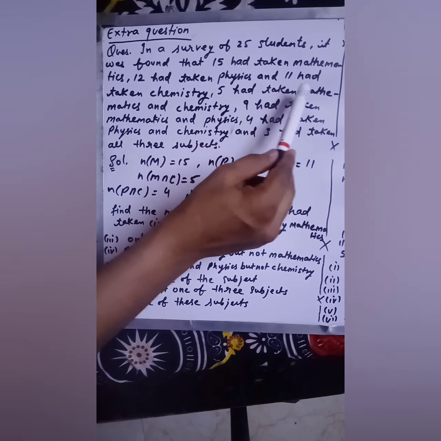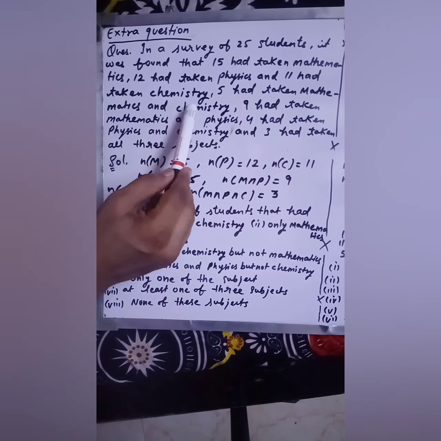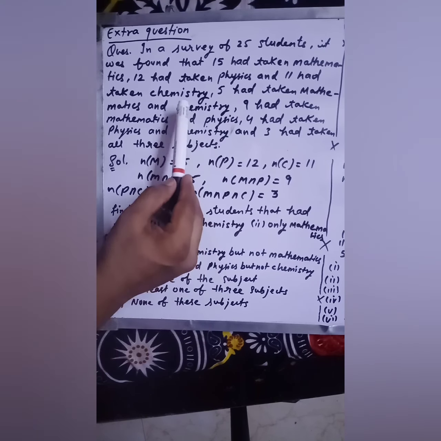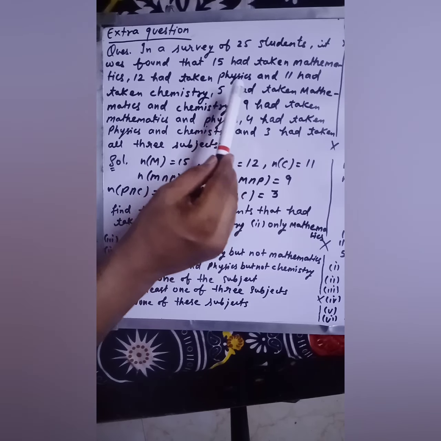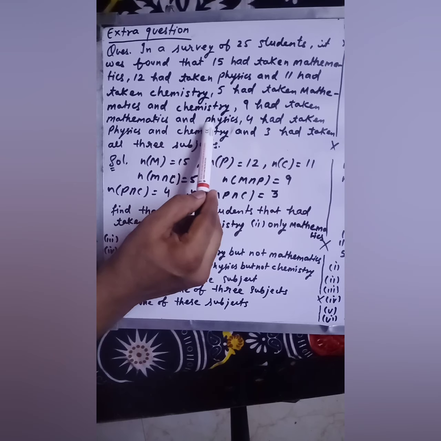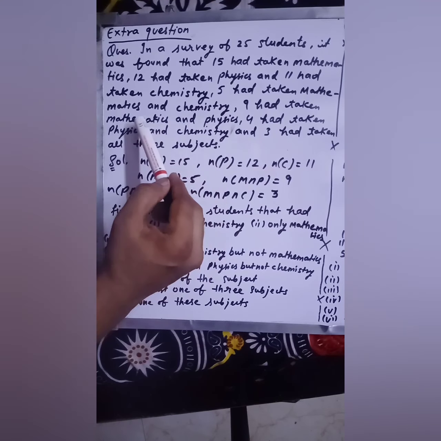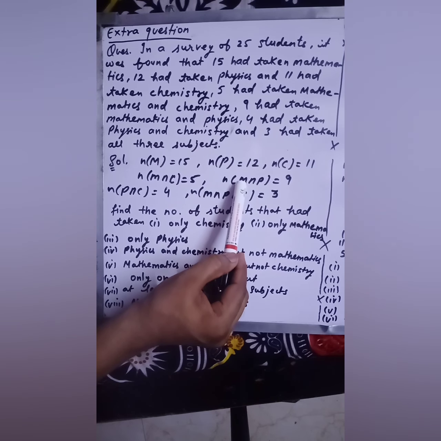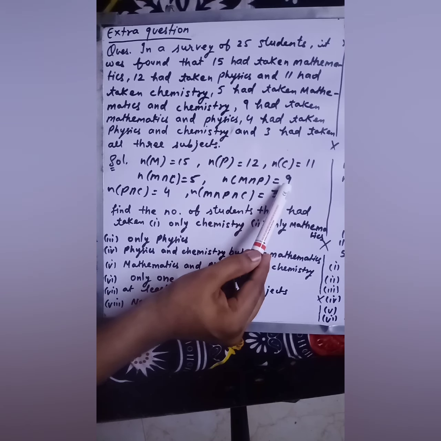And 5 had taken mathematics and chemistry. Mathematics and chemistry, both they are taking, so it's an intersection sign between them. This value is given to us, which is 5. Nine had taken mathematics and physics. So 9 students had taken both mathematics and physics. It is represented by M intersection P, where P stands for physics, and that equals 9.